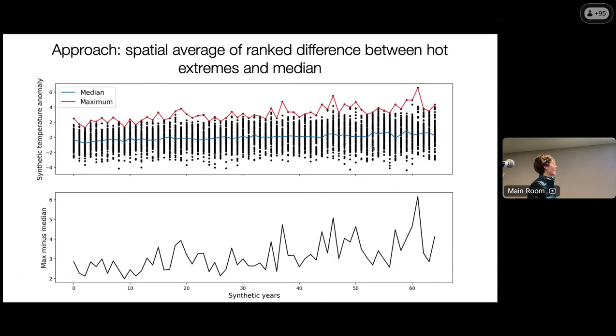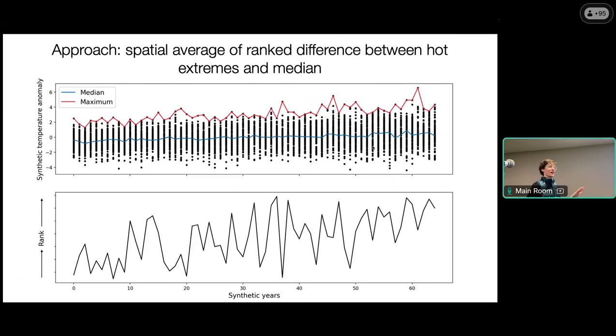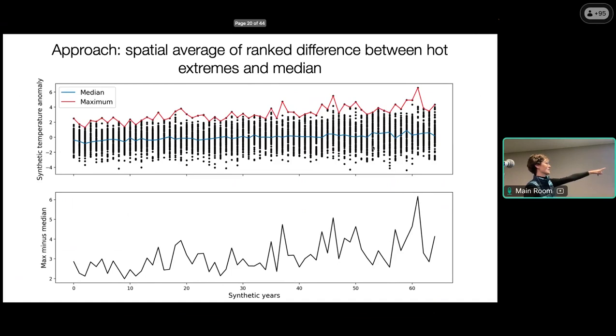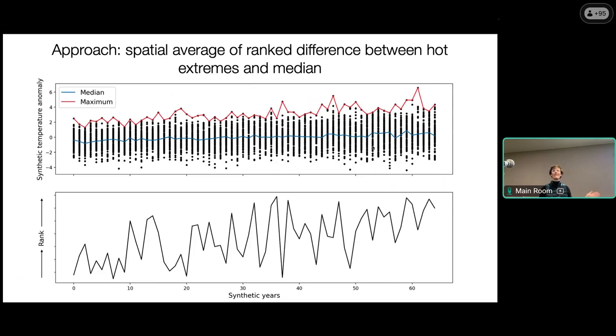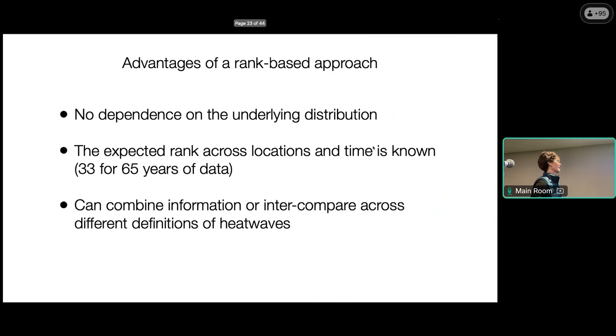If we look at that difference, red minus blue over time, it's shown here, so you can actually start to see a pretty clear trend. But I want to avoid this non-normality issue I just talked about. So I'm actually going to transform this into ranks, where the highest rank is the case where you have the largest difference between the maximum and the median. And the advantage there is that now we're in rank space and everything is distributed in the same way, and we can do spatial averaging in a really easy way. So in this case, again, I've made this data to have what I like to call amplification, faster warming of the extremes than the mean.